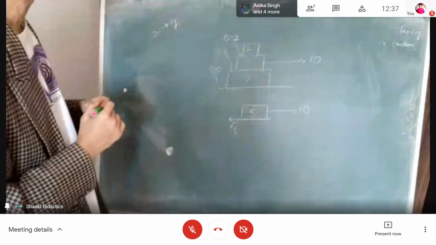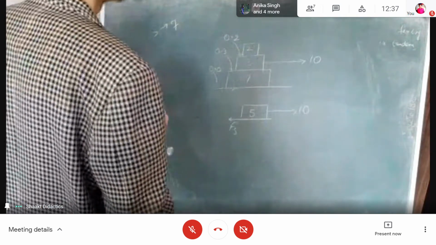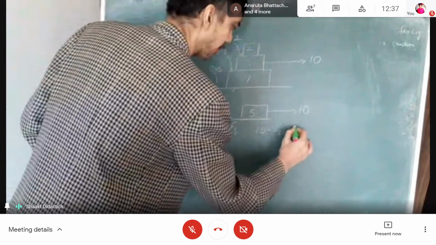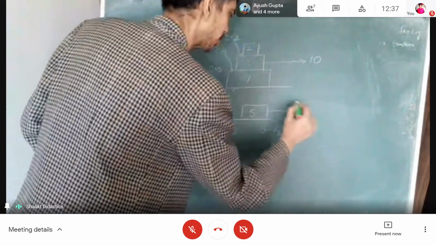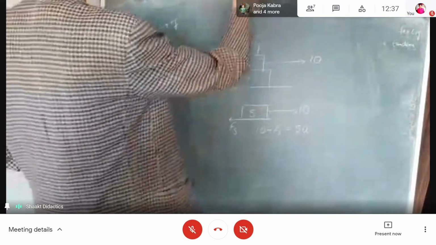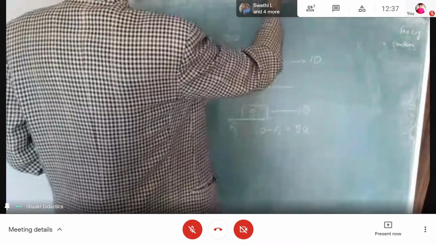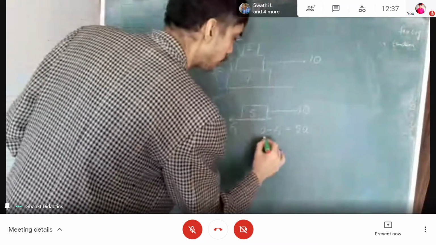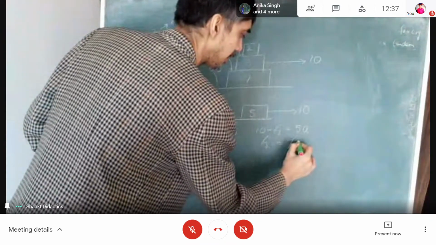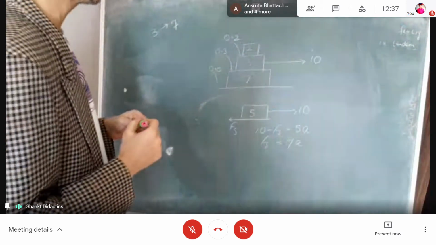Okay, dear? Help me write the equation, Anika. So 10 minus Fs equals 5a. Okay, Ayush, tell me what will I write for the 7 kg mass? Fs will be equal to 7a. Okay, this is what we are getting. Next, what do we do, Ayush?